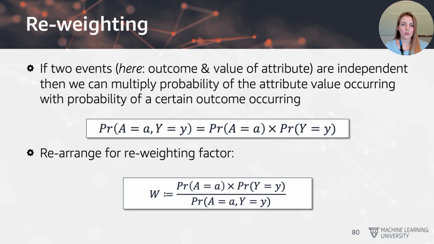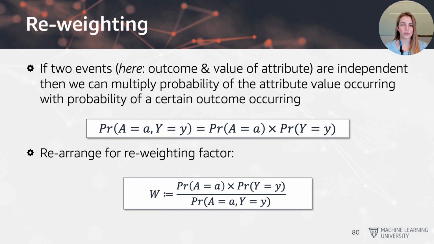Let's have a look at re-weighting then. So here the idea is that if two events are independent, well, then we can multiply the probability of the attribute value occurring with the probability of a certain outcome occurring. So keep in mind here again that we have a certain outcome, positive or negative, and we also have an indicator that states whether or not we are member of a group. So the A here refers to group membership, and this could be composed of many different attributes. And then we have the Y here that denotes the outcome.